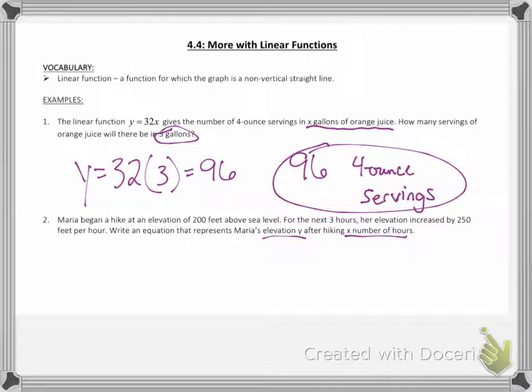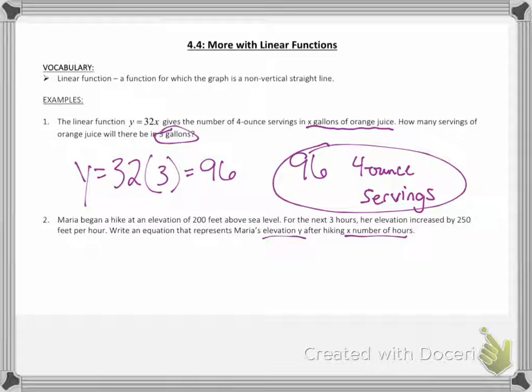So let's look at the information we have here. She starts her hike at 200 feet above sea level, so she's plus 200 above the sea. For the next 3 hours, her elevation increased by 250 feet per hour. Now this equation is just asking for a general equation that represents Maria's elevation after hiking a certain amount of hours.